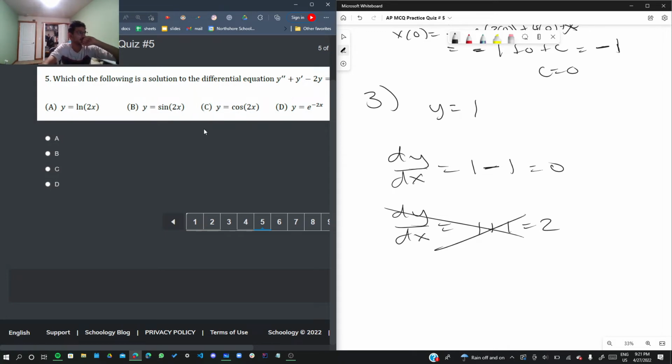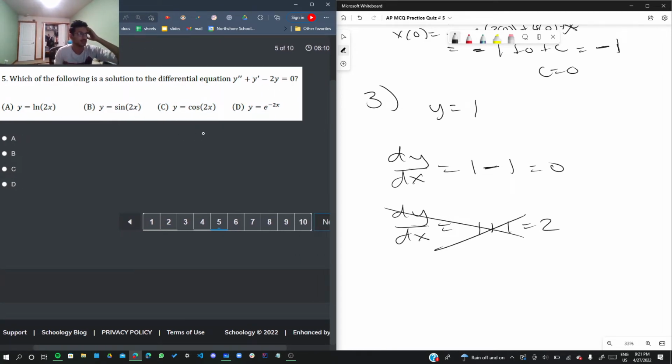Which of the following equations is a solution? Okay, whenever you have solutions like this, first of all, y double prime plus y prime minus 2y is equal to 0. I don't like these at all. But basically what you have to do is you got to try each answer choice. So here it says y is equal to natural log of. Okay, this is still going to take way too much time. I'm just going to move on.